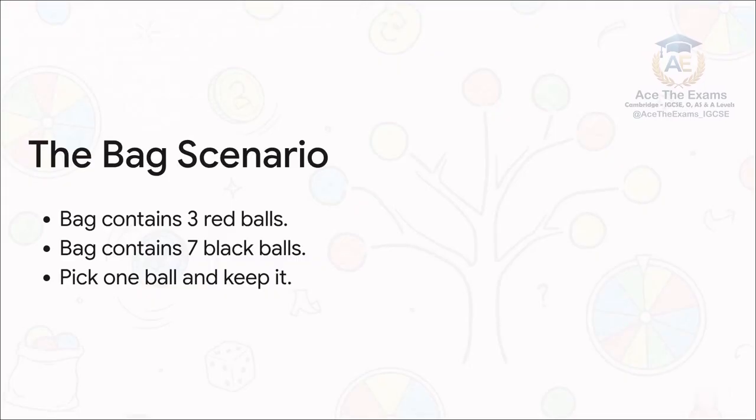Here's the classic setup from the syllabus. Visualize a bag containing 3 red balls and 7 black balls. That's 10 balls total, right? Your first branch is super easy. The probability of picking a red ball is 3/10. The probability of picking a black ball is 7/10. But then, you reach into the bag, pull out a red ball, and you keep it. You do not replace it.